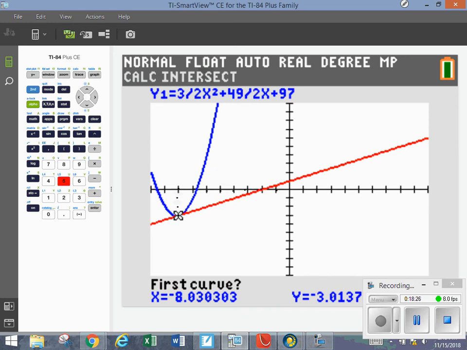It's going to say, hey, are you talking about the blue one? And you're going to be like, yeah, I'm talking about the blue one. Then it's like, hey, you talking about the red one? And you're like, yeah, the red one.